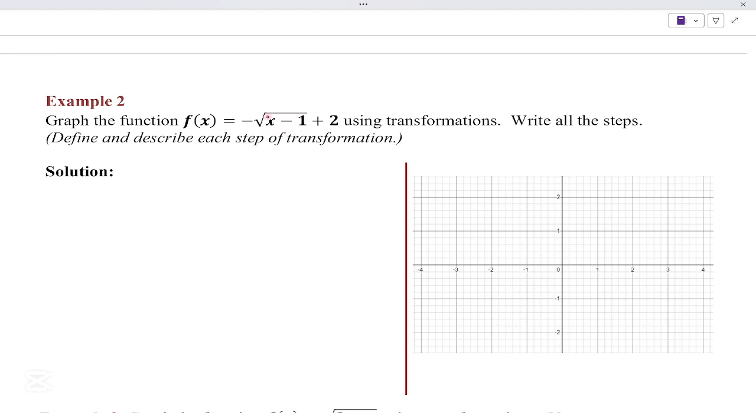We can see here that inside the square root is x minus 1, which means there's a horizontal shift of 1 unit to the right, and there's a negative outside the square root, so negative in the y. So there is a reflection about the x-axis, and this plus 2 is a vertical shift 2 units upward. If we do this step by step, we will define the basic function.